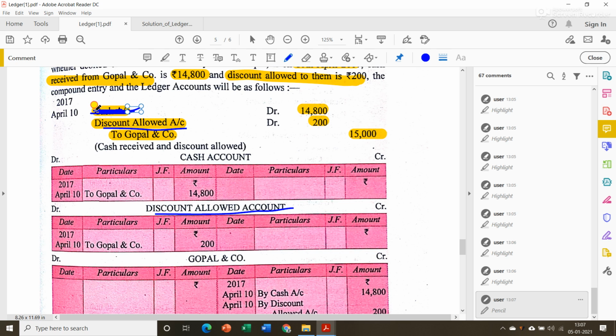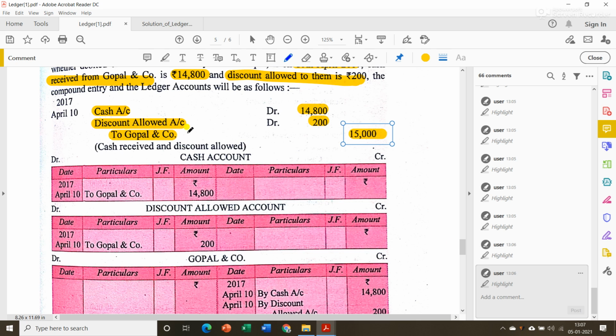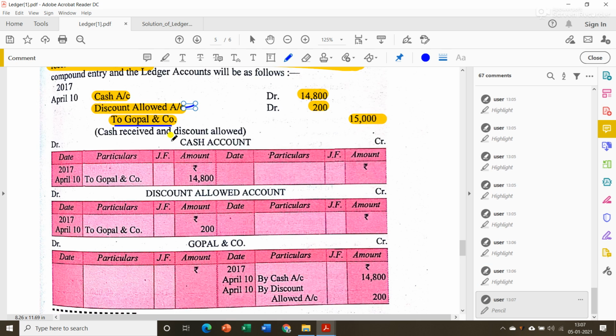You have to ignore this debit account. Okay, so we have discount allowed to Gopal and company. That means to Gopal and company will come in the debit side. Okay, then next, after discount allowed account, the last account that we have in our journal entry is to Gopal and company.